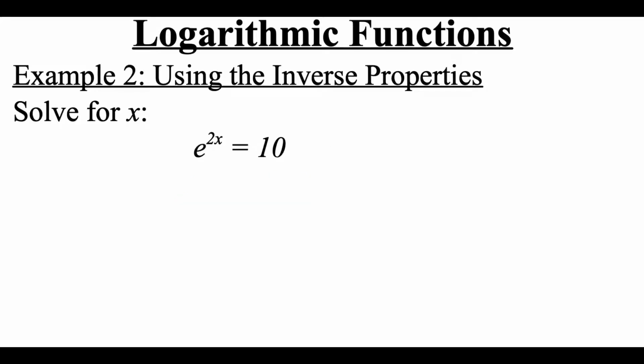Taking a look at this example, we want to solve this equation for x by using that inverse property again. So we've got e raised to the 2x equals 10. Because that 2x is up as a power on that e, to get rid of the e, I want to do the natural log, because that's going to cancel that out. But whatever I do to one side, I also have to do to the other side.